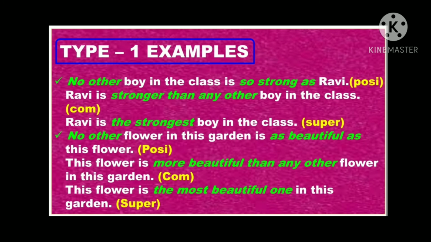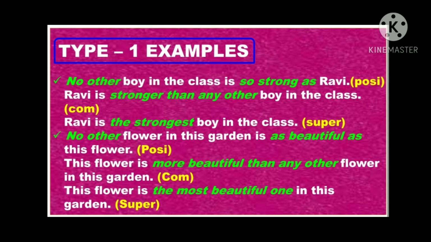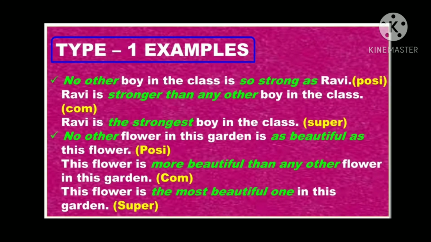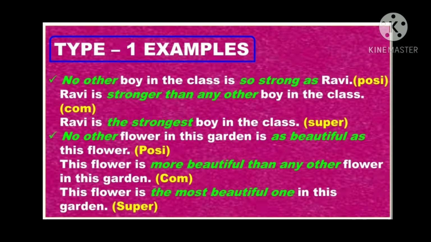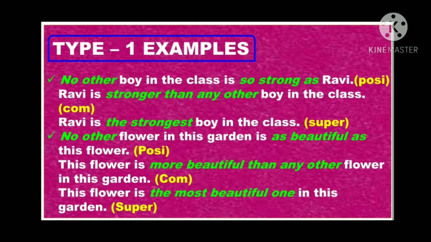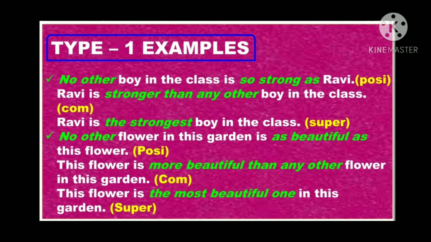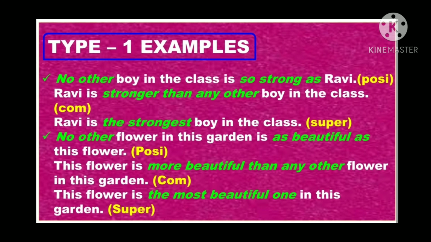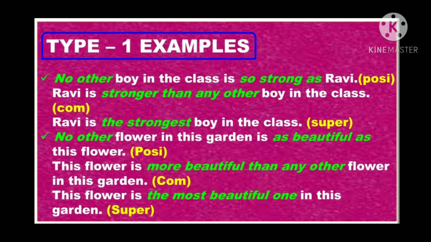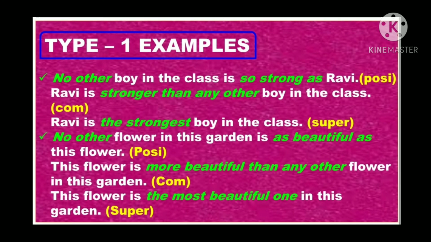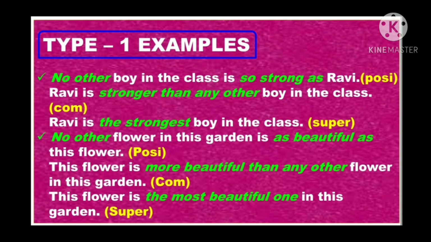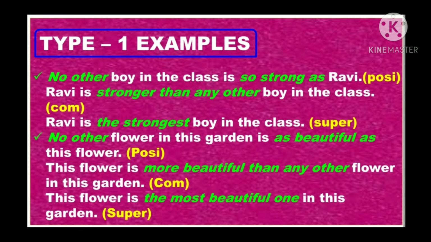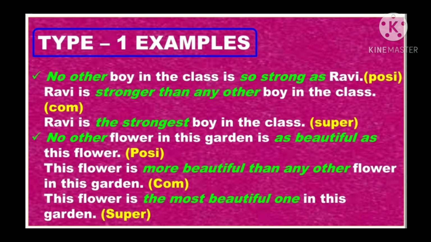Look at the first one. No other boy in the class is so strong as Ravi. This sentence is in the positive degree. So when it goes to comparative, Ravi is stronger than any other boy in the class. So here we removed "no other so strong as" from the positive, and instead of that we add "than any other" with the adjective word. So when it goes to superlative degree, we should remove "than any other" from the comparative sentence, and instead of that we should add "the" plus "est" with the adjective word.